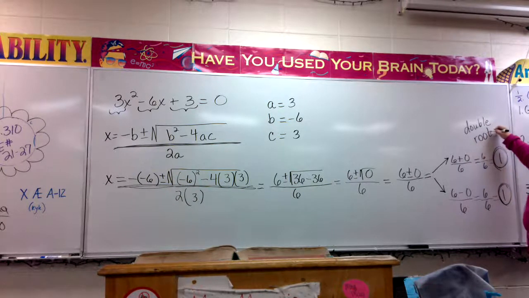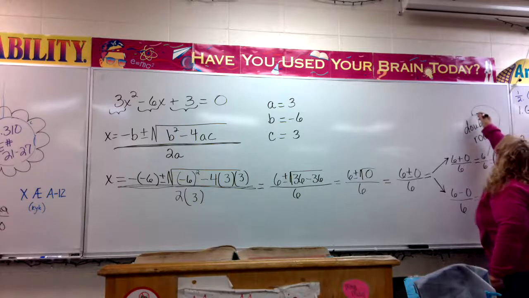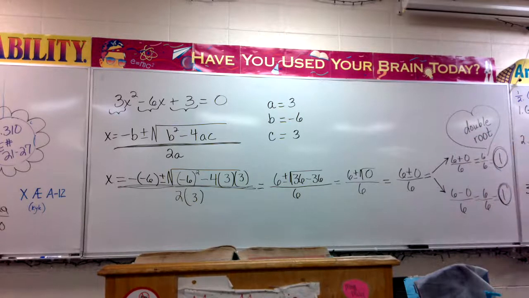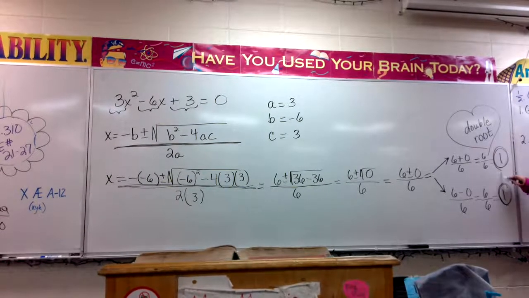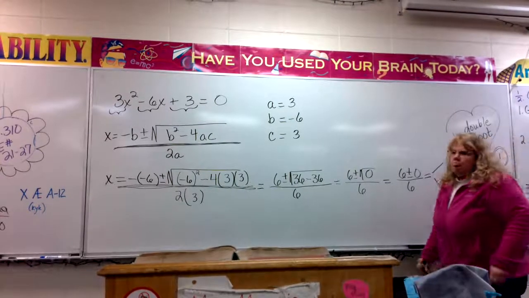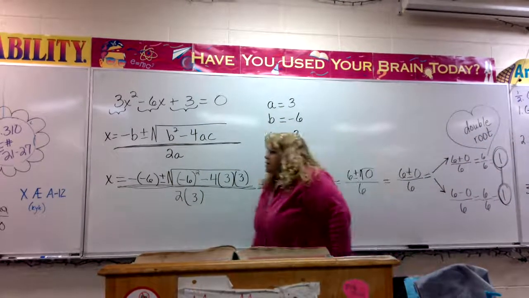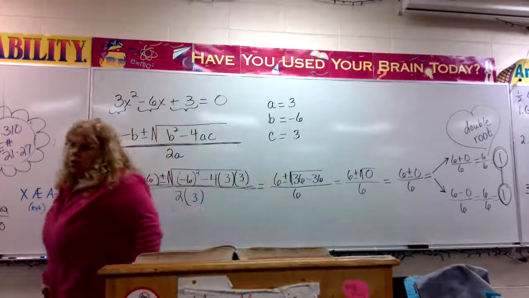Double root. That's called a double root when you get the same answer twice. The answers are called roots. They're the roots of the equation. And when you get the same answer twice, that's called a double root. So that's what I have to say on that one.